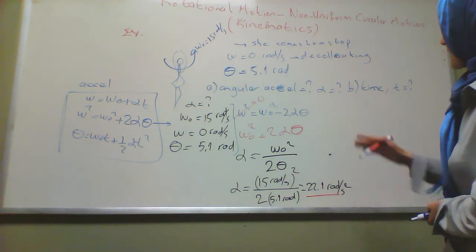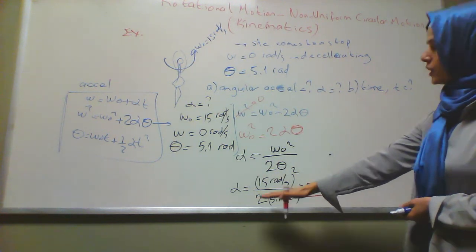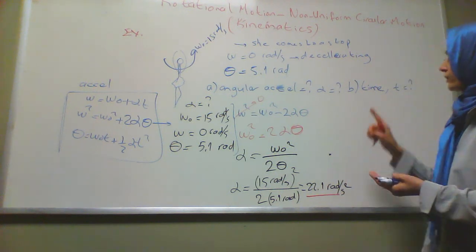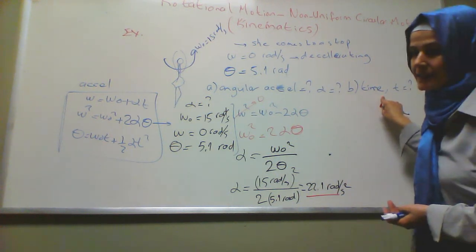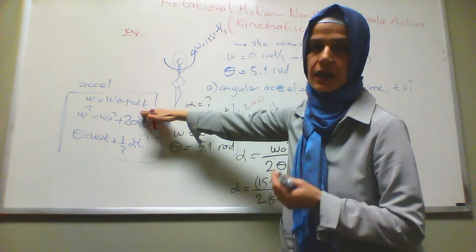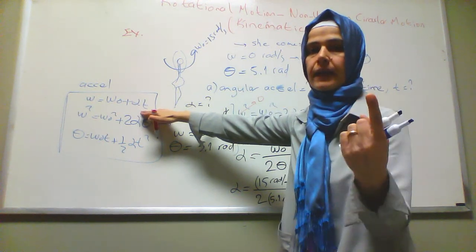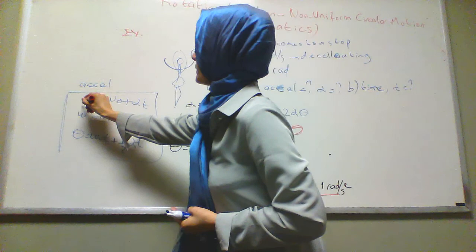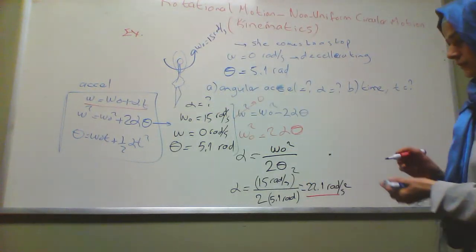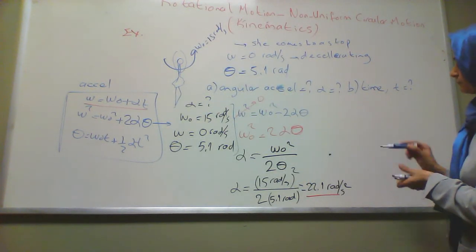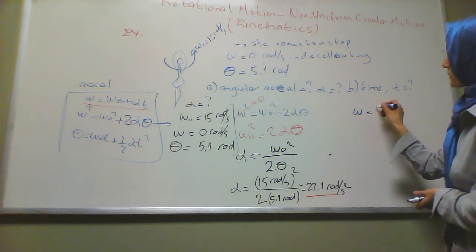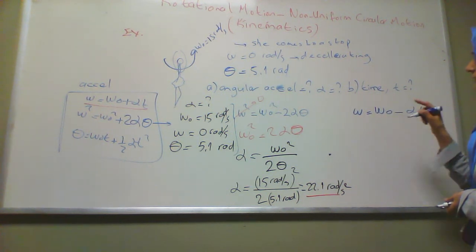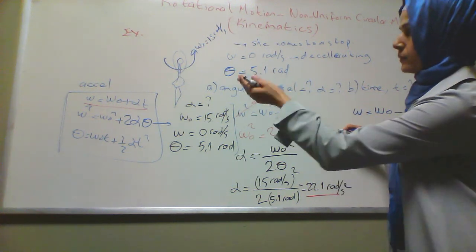So, we solved for alpha. We know initial and final angular velocities. We know alpha. We are looking for time in the second part. Coming back to these equations, I need to find an equation involving omegas, initial and final, and alpha and t, which would be this equation here. So I'm going to use that to solve for my time. Omega final is equal to omega 0 minus alpha t, because we are decelerating here, replacing plus with minus.